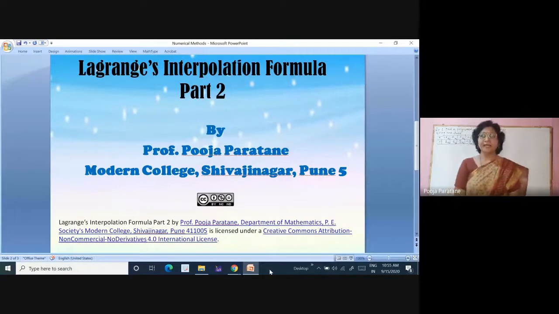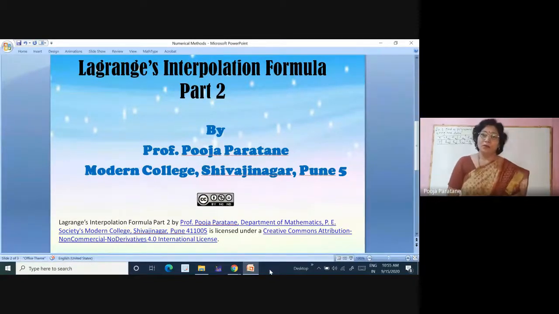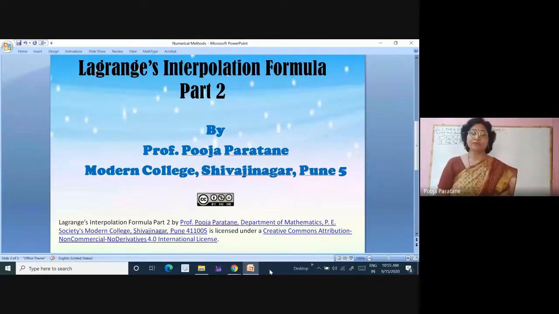In interpolating techniques, we have seen Newton's forward and backward interpolation formula, which is used for equally spaced data. The third formula is Lagrange's interpolation formula, which can be used for both equally spaced as well as unequally spaced values of x and the corresponding y. We have solved one example on Lagrange's interpolation formula to find the value of y at a given x.